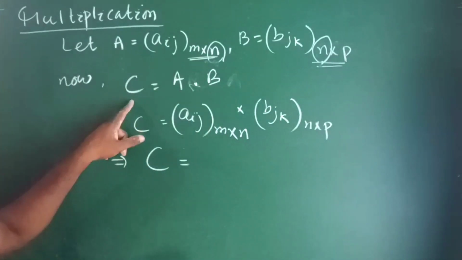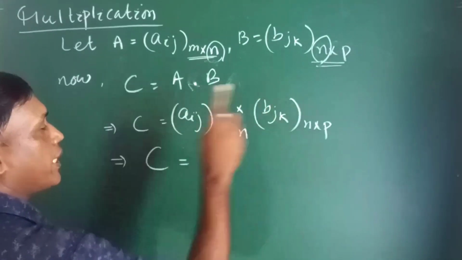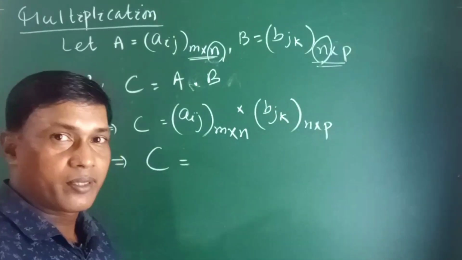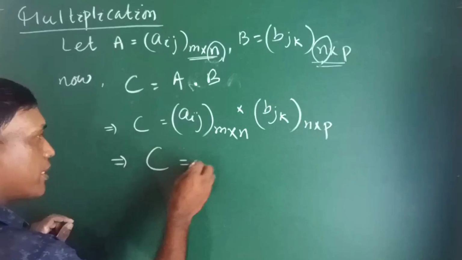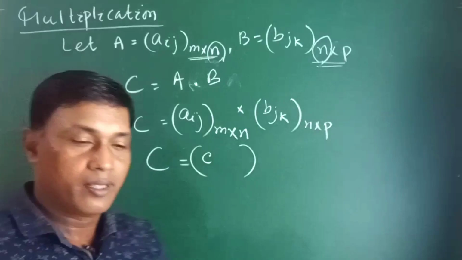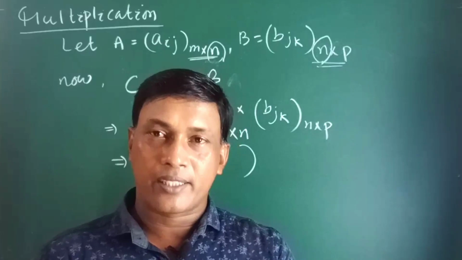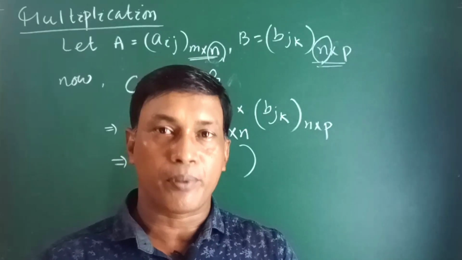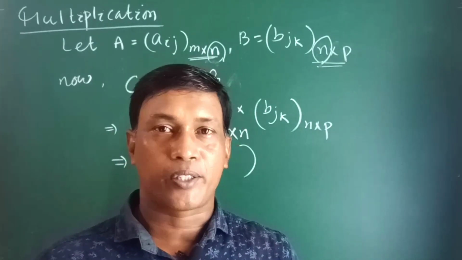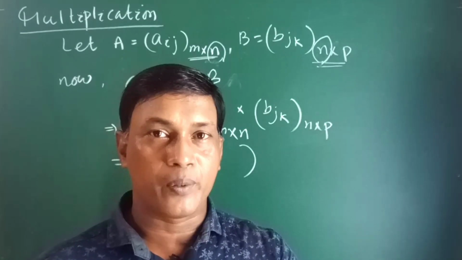So C is suppose A into B. A is Aij of order m cross n, into Bjk of order n cross p. Now C is the product matrix. Suppose the element of C is small c. And what is the order of a product matrix? Dear viewers, in case of addition of two matrices, if A and B are of order m cross n, then the sum matrix is of order m cross n. Addition करने के बाद order change नहीं हो रहा था.